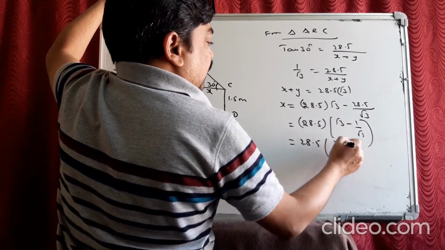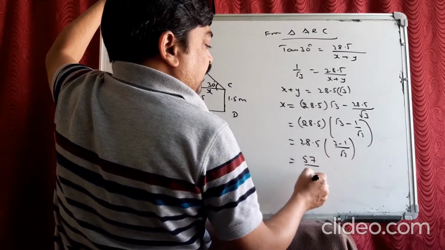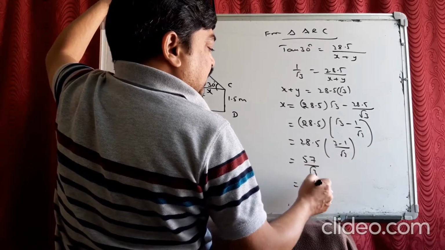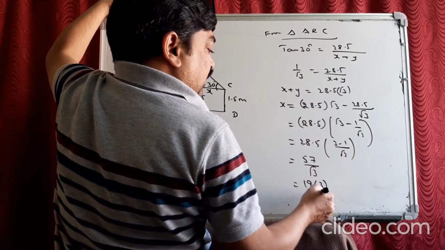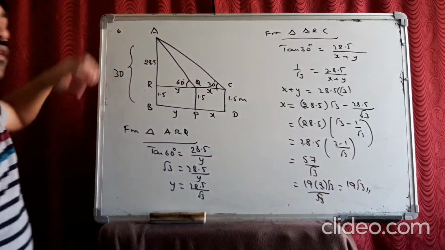28.5 into (3 minus 1) by root 3. So 2 into 28.5, 57 by root 3. You can write it as 19 into 3 by root 3. So it becomes 19 root 3. Okay.